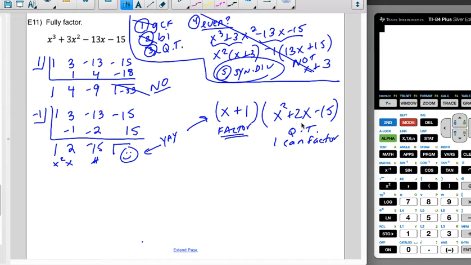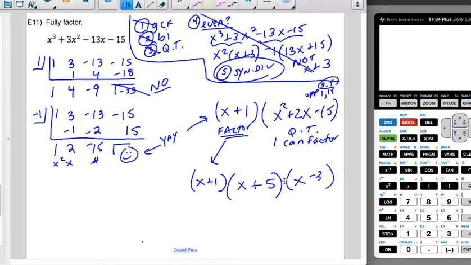So now I say, hey, this is a quadratic trinomial. I need this to be a 1 and a 15 or a 3 and a 5, and they have to have opposite signs. Okay, it's definitely a 3 and a 5. So I get x plus 1 as that first factor. And then since I want a positive 2, I'm going to do x plus 5, x minus 3.